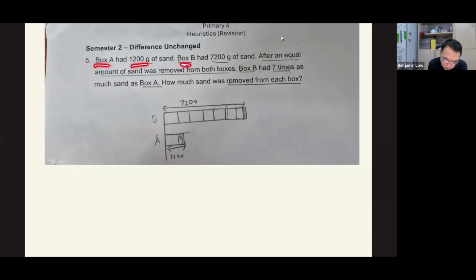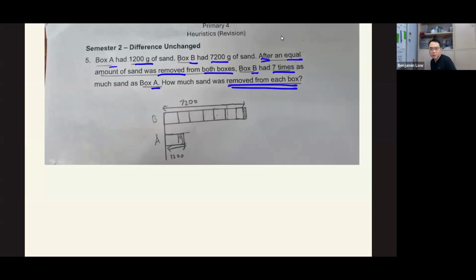Box A, box B, equal, removed. Okay, actually maybe too many keywords. Should be just A 1002, B 7002, after, equal, removed from both boxes. B is 7 times of A. Question is, how much was removed from each box? Okay, so very good, huh? More or less correct the keywords.